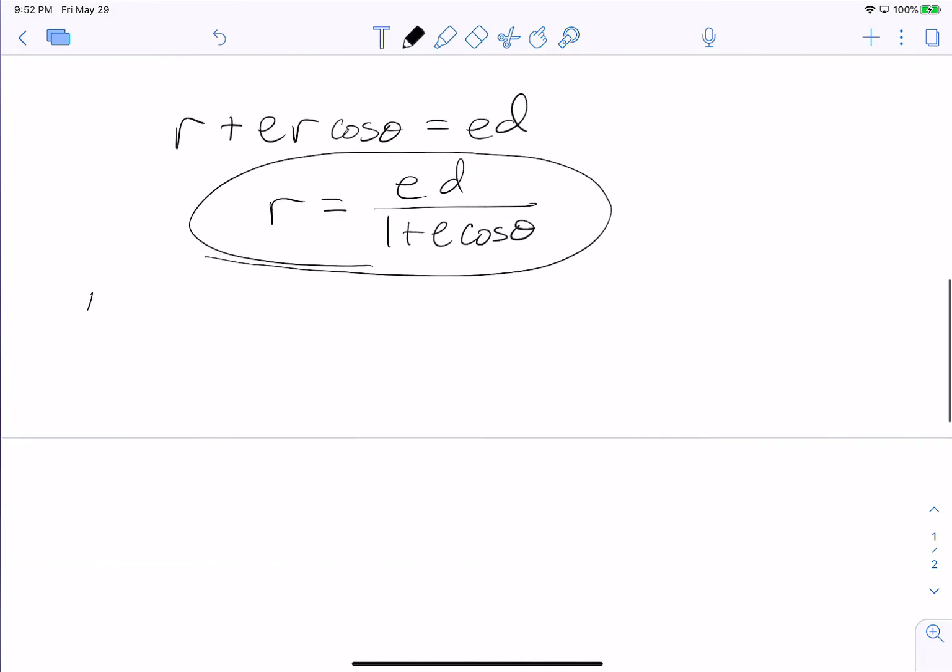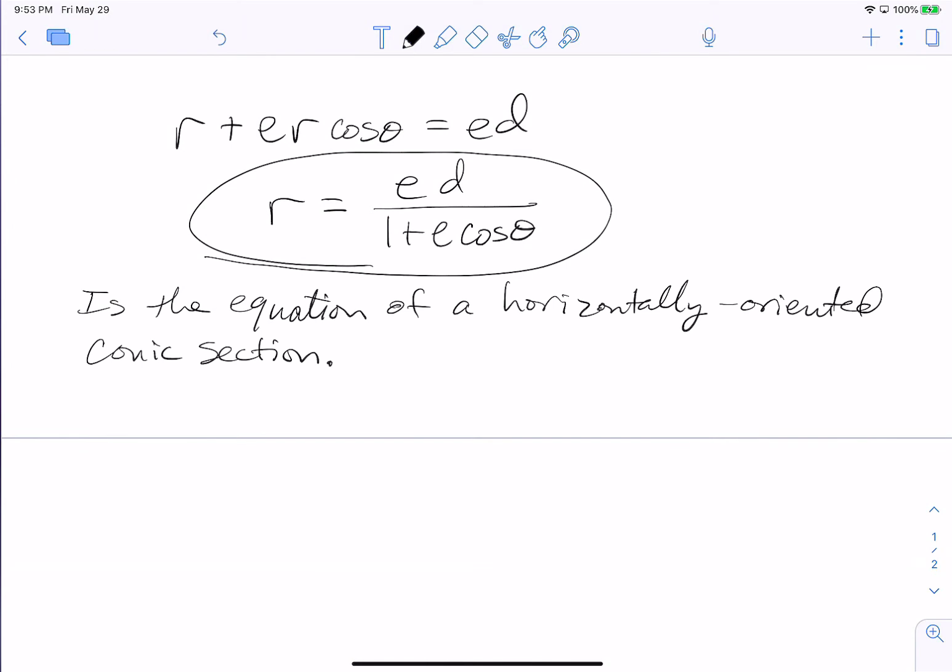This is the equation of a horizontally oriented conic section. The directrix has an equation x is equal to d, as we saw.